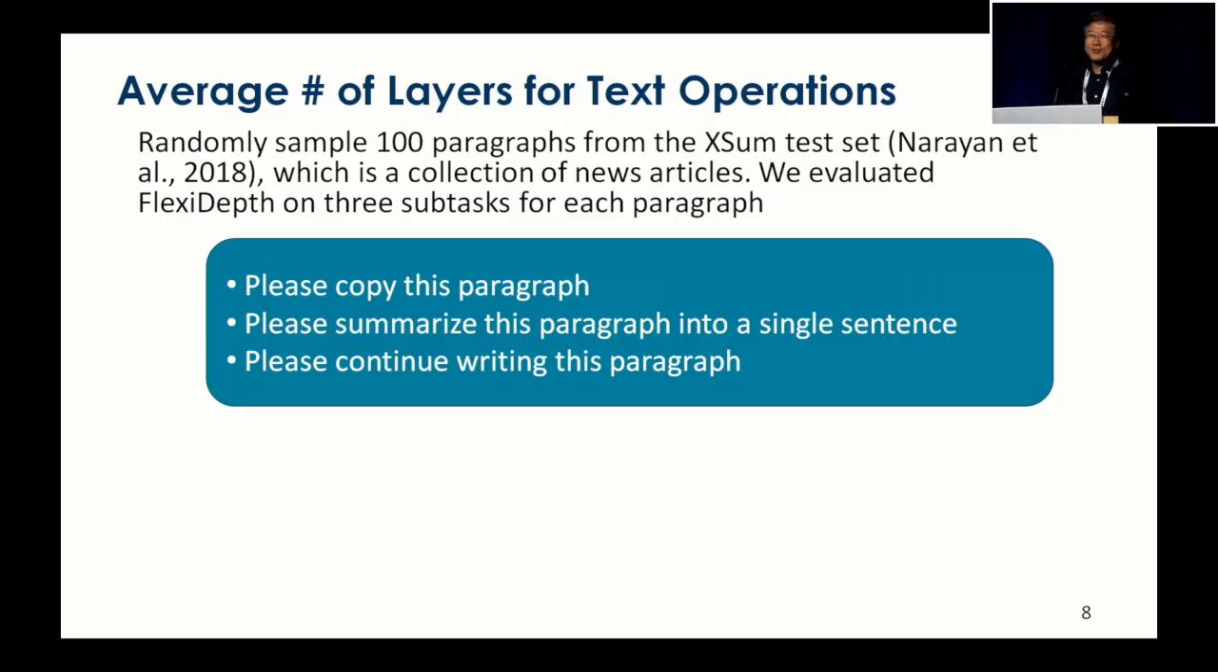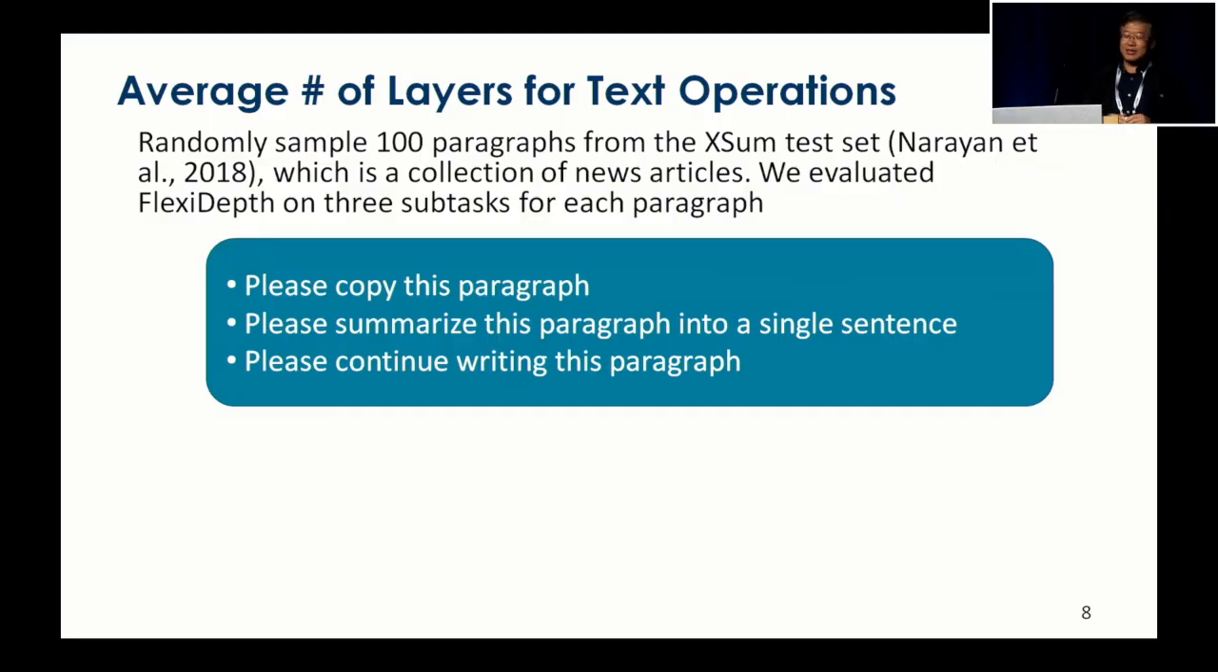So now we do some experiments. The first experiment is text generation. We randomly sample 100 paragraphs from the test set, which is a collection of news articles. We do the following 3 tasks. The first one is a copy task. The second one is a summarizing task. The third one is continue writing the paragraph.